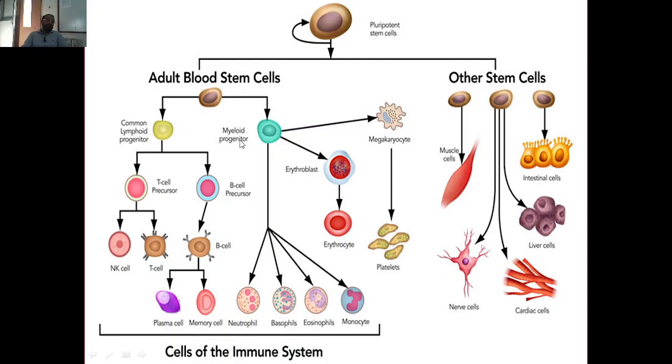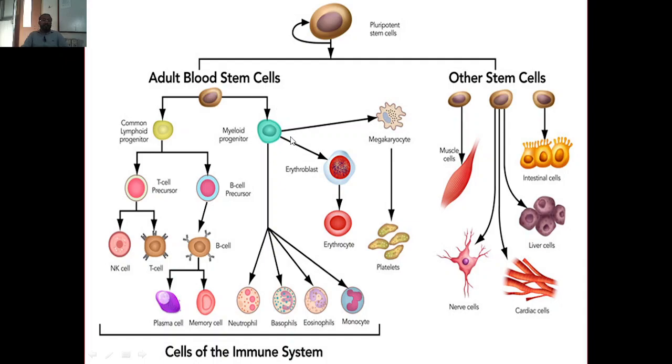Adult blood stem cells will give you a common lymphoid progenitor, okay, or a myeloid progenitor, whereas this common lymphoid progenitor will give you T cells, B cells, okay, and then for T cells we are having the NK cells, T cells, whereas B precursor we are having the B cells, okay. Under B cells again plasma cells, memory cells, all these things come into picture in common lymphoid progenitor.